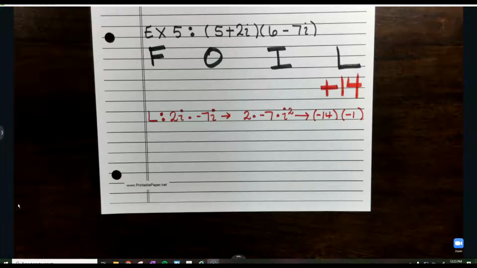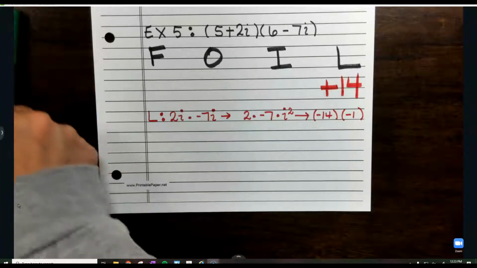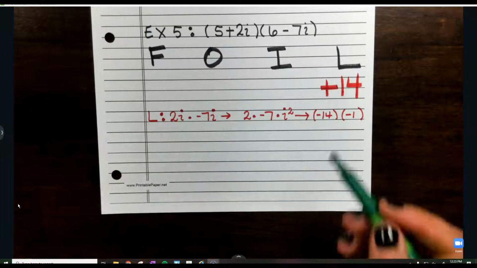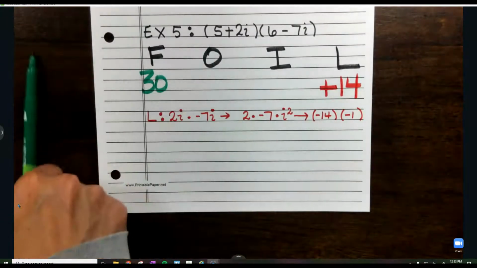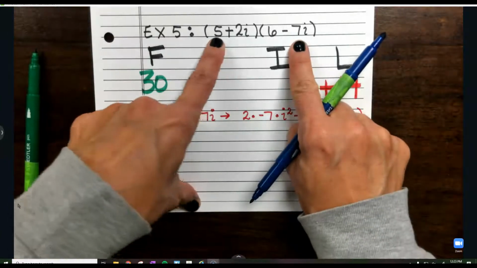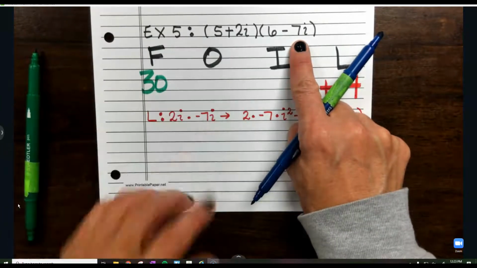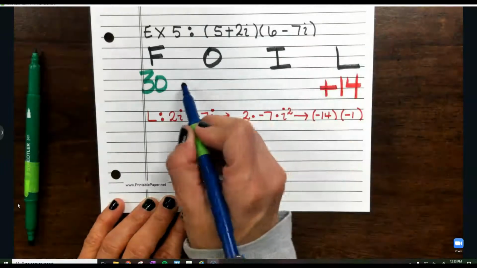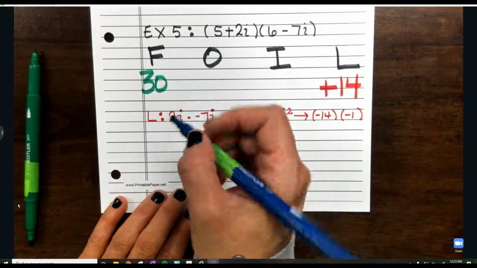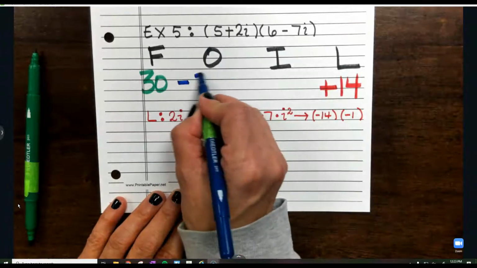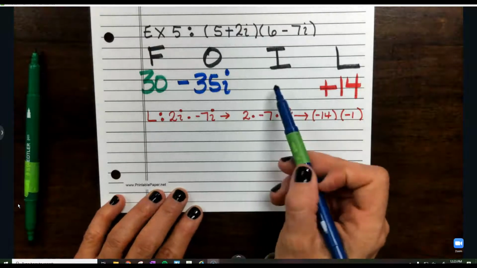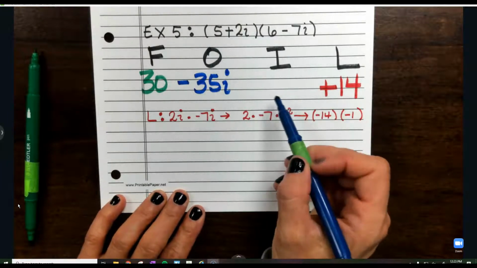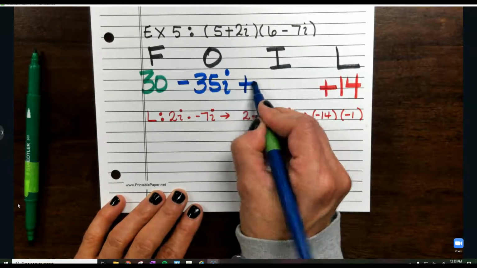And the deal with complex numbers, once you do that, the rest is easy. A lot easier. So our first term is just 5 times 6. I'm just going to write a 30 there. And then our two outside terms, guys, what's a positive 5 times a negative 7i? Negative. Make sure you write the minus. And then what do I put below the letter I? Yes, very good. So write a plus because it's positive.